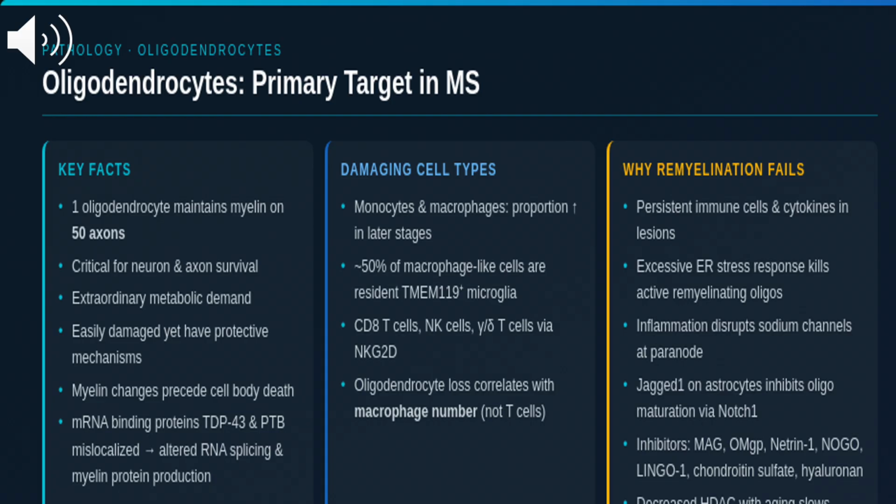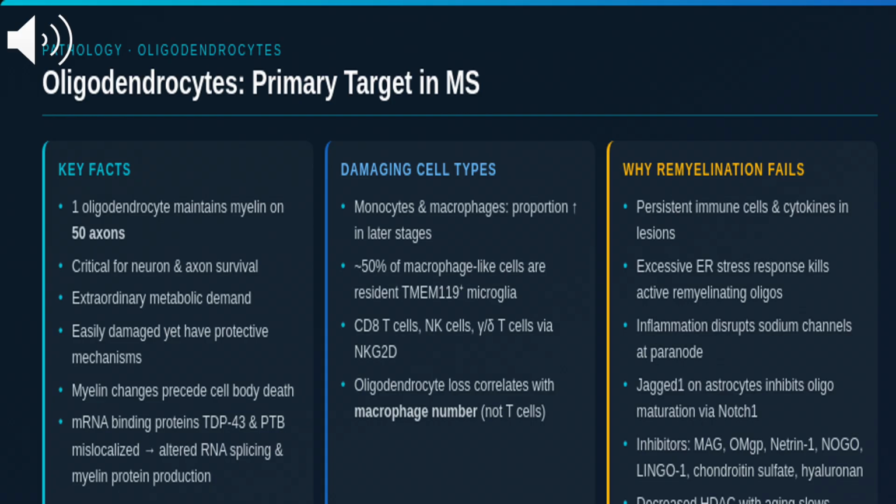Multiple cell types converge on oligodendrocyte destruction. Monocytes and macrophages are the most important quantitatively. Oligodendrocyte loss correlates with macrophage numbers, not T cell numbers. CD8 T cells, NK cells, and gamma delta T cells damage oligodendrocytes through the NKG2D protein. CD4 cells don't directly damage oligodendrocytes but orchestrate the attack by activating the macrophages and CD8 cells that do.